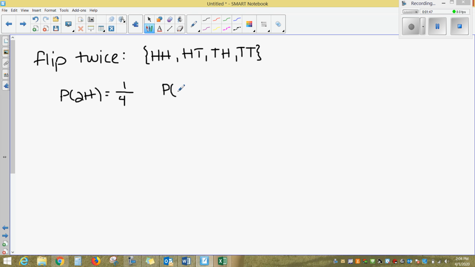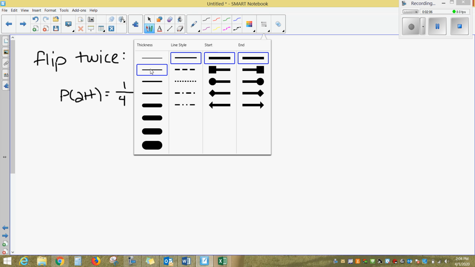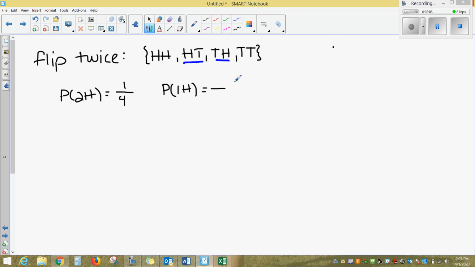Maybe I want to know the probability that I'll only flip 1 head, and I don't care whether I flip it first or second, I just know that I want 1 altogether. When we count up those on the list, here's 1 head, there's another way for me to get 1 head. So 2 ways of getting 1 head and 1 tail out of the 4 total outcomes. Now again, if my fraction's not in lowest terms, I need to go ahead and reduce it all the way.